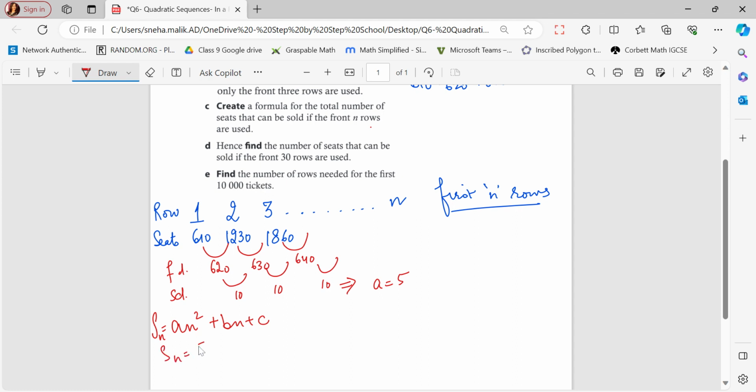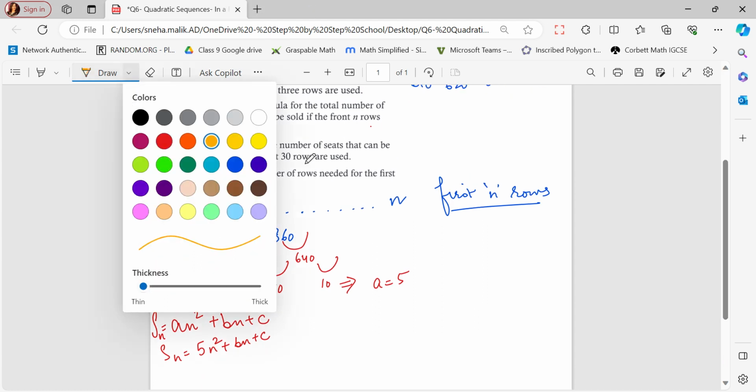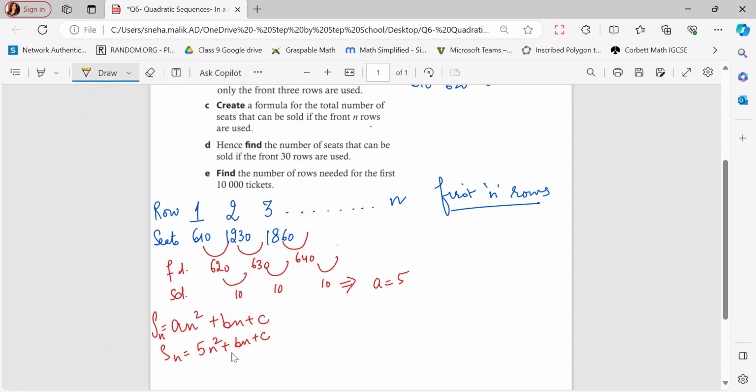So I have reached the formula 5n square plus bn plus c. Either I can use my calculator and take out the values of b and c, or if it is a non-calc paper, I can also take out b and c using equations. So half the job is done at 5n square plus bn plus c. Now if n is 1, I get 5 plus b plus c equals the first term, which is 610. This implies that b plus c is 605.